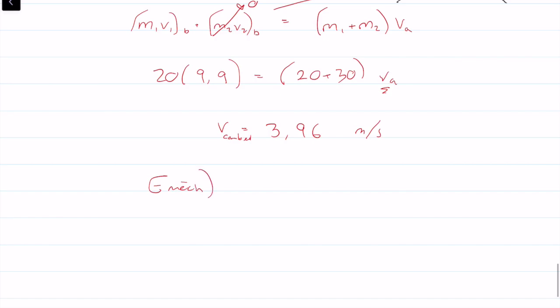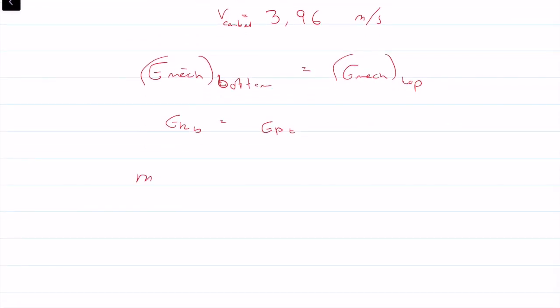Okay, so what we're going to do is go back to our conservation of mechanical energy and say that the mechanical energy at the bottom is equal to the mechanical energy at the top. Okay, so we have our combined mass. Again, I'm going to assume that you guys know that we just have EK at the bottom is equal to EP at the top. So what we're left with is half times mass 1 plus mass 2 times velocity combined squared is equal to m1 plus m2 times g, so that's mass, gravity times height, which is what we're looking for.